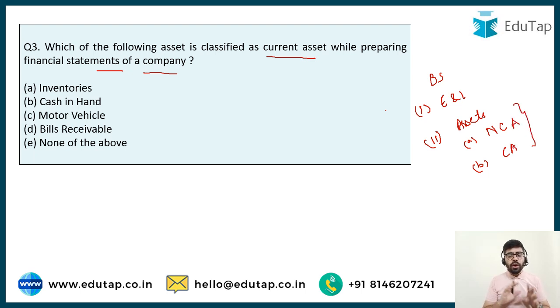So I believe we are already aware how the financial statements look like, what kind of information is depicted in the financial statements. So you have to try for the next questions that you try to answer it yourself first before getting to know the right answer from the slide. So here we are being given the options which are inventories, cash in hand, motor vehicle, bills receivable or none of the above.